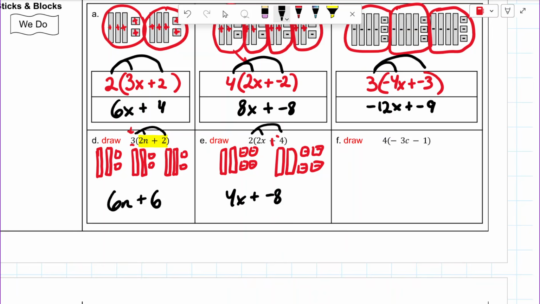All right, for the final one, how many groups are there? There are 4 groups. And inside the groups, we have negative 3c minus 1. Let's take this minus sign and do the additive inverse to make it easier. Okay, so we have 3 sticks that are negative. So we got 4 of these. So we're going to start way over here. The negative stick, negative, and negative. And then we have 1 negative unit. All right, now that's 1 group inside the parentheses, but we need 4 of these.